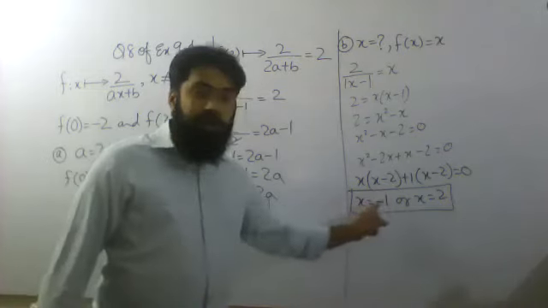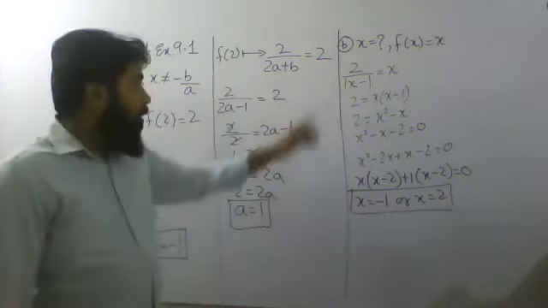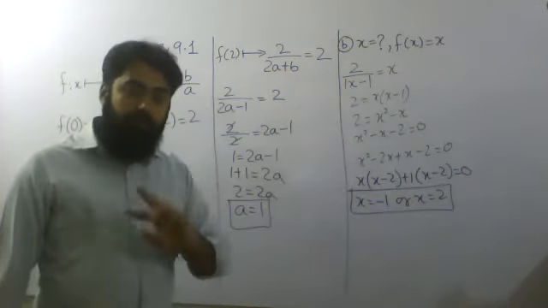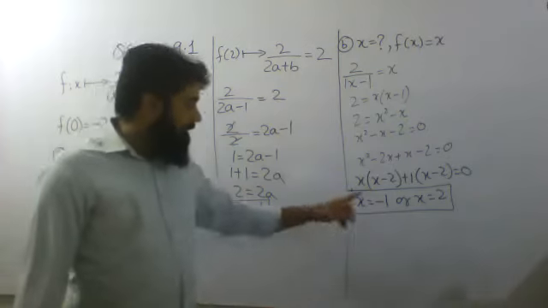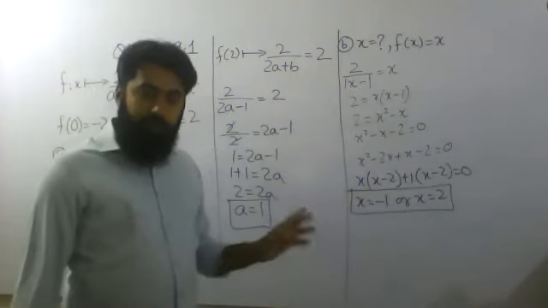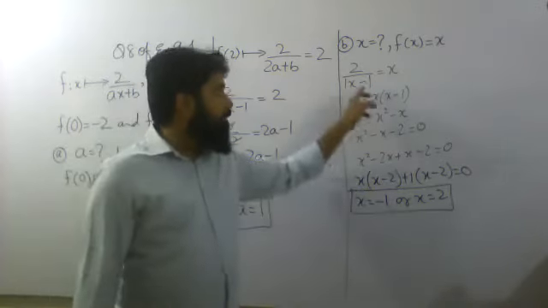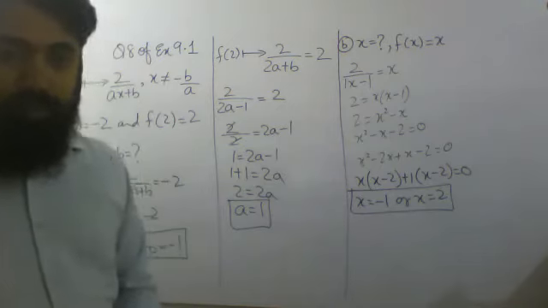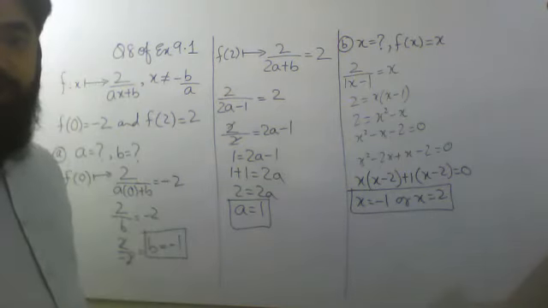When I will plot these values over here, the result will be the same on both sides. Okay, if I put minus 1 over here, the result will be the same on both sides. Or if I put 2 over here, the result will be the same on both sides. That was the requirement in this question.